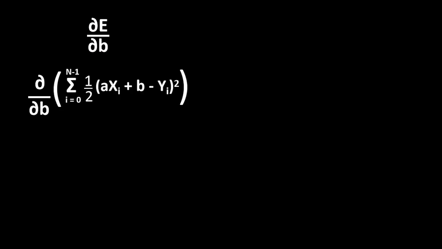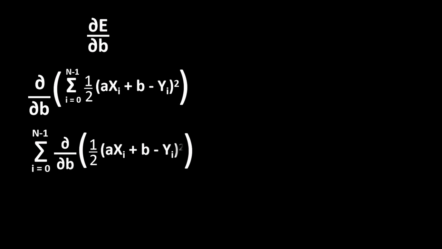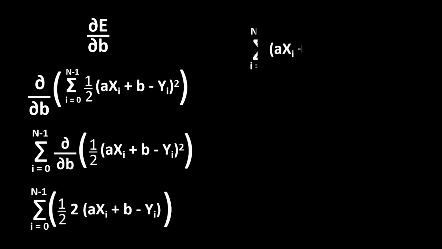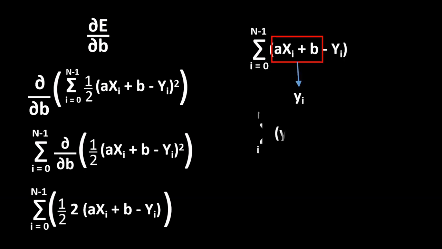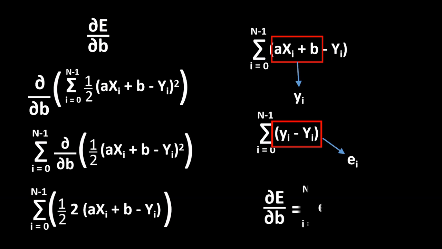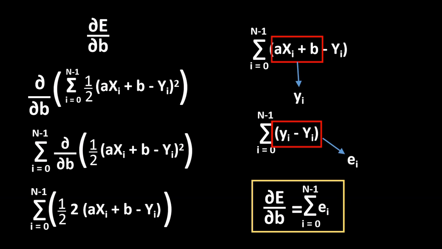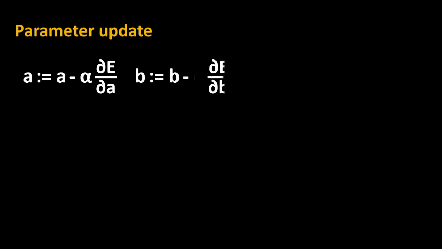Now, while differentiating it with respect to B, the only difference is that the term capital Xi will not come into the picture, and the rest is same as del E upon del A. So, therefore our del E upon del B will become summation i equal to 0 to n minus 1 ei. Now therefore we can update our parameter by this formula, where del E upon del A and del E upon del B are given as follows.